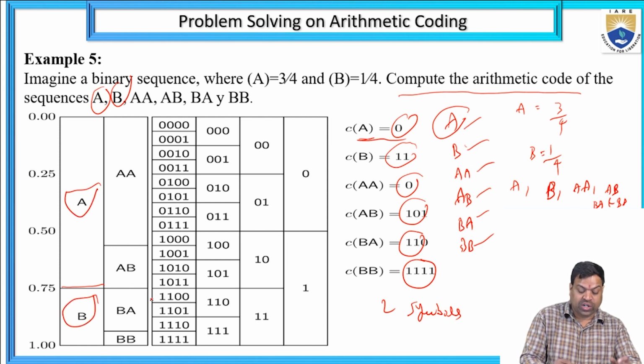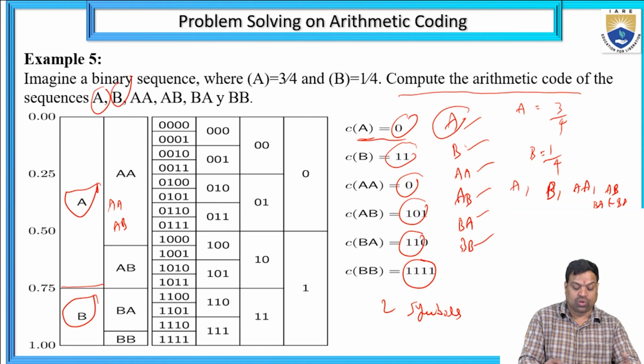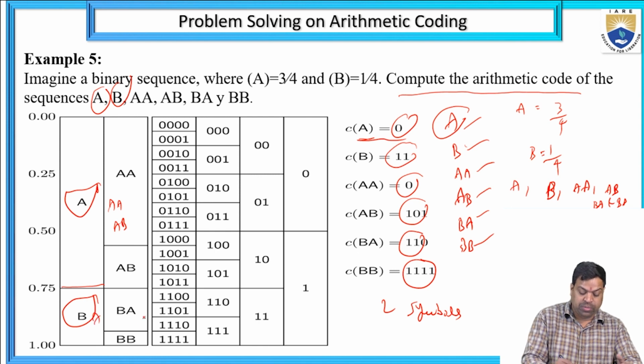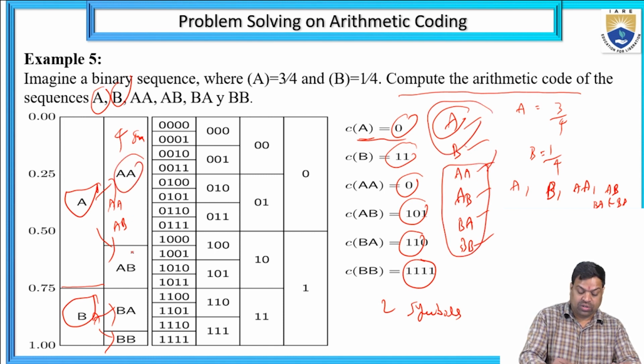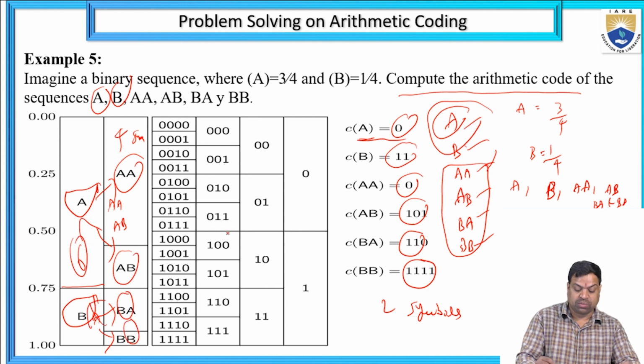For the symbols, what are the combinations? AA is one combination and AB is another. Are there any other combinations? Yes, BA and BB are the two other possible combinations. So AA, AB, BA, and BB: four combinations, four symbols. Plus the 2 single symbols, 4 plus 2, so in total 6 symbols are there.